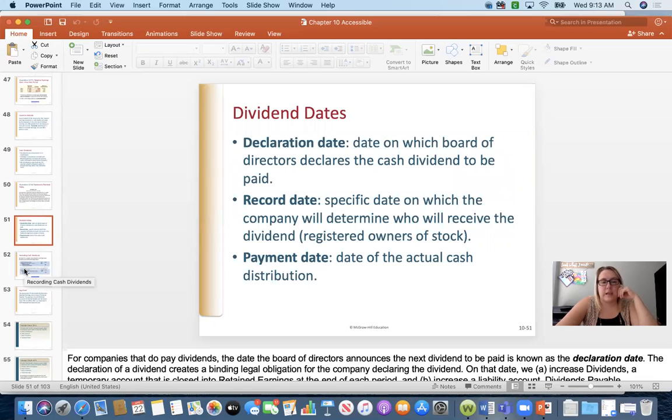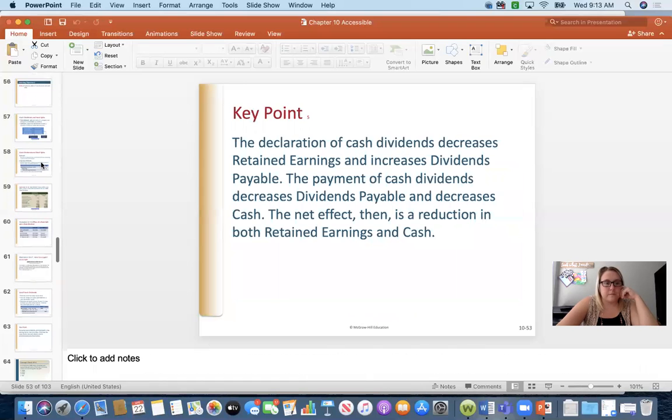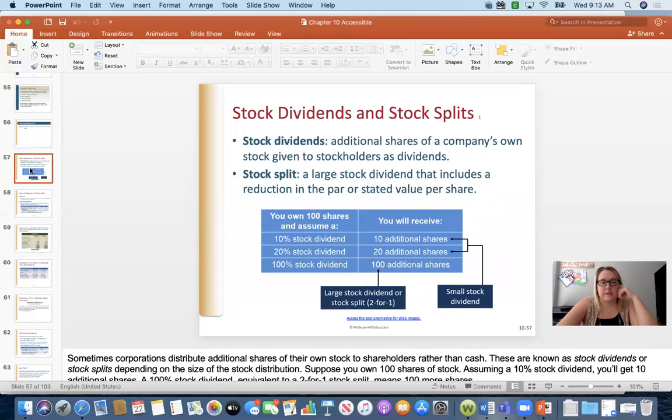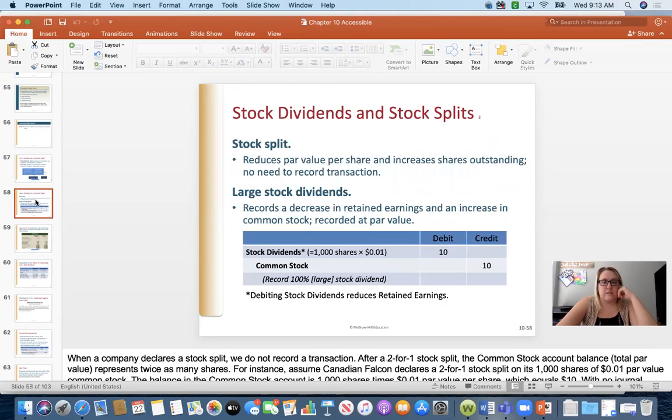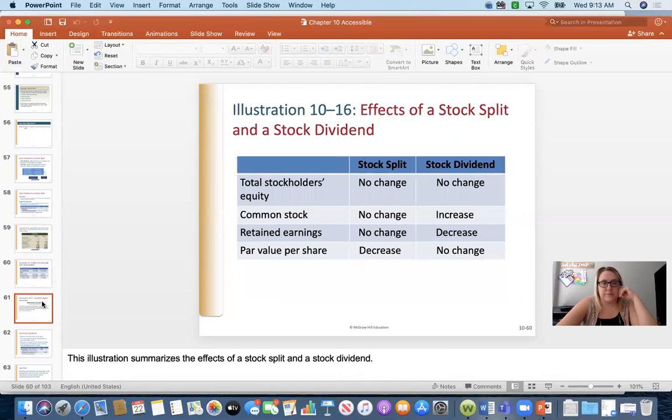Make sure you're understanding the 3 different dividend dates and how to record any transactions. You don't record a transaction on the record date. That is just a date on which the board of directors looks to see who owns the stock. Stock splits and stock dividends can be tricky. Make sure you're reading the book on that section well, and reviewing these slides, because it can be kind of tricky to follow the stock dividend, stock split information.